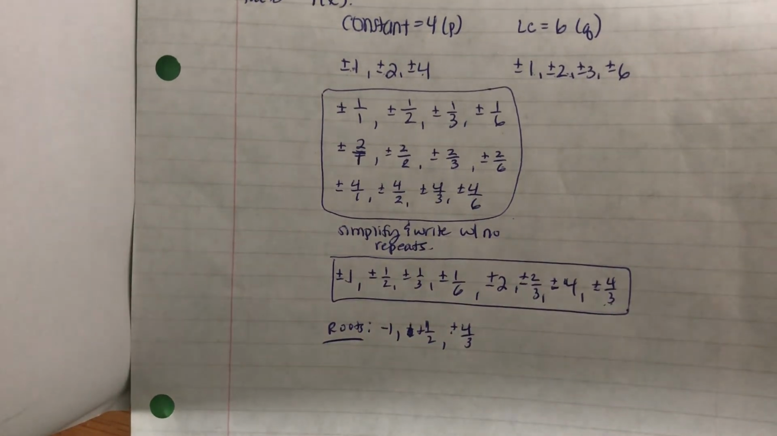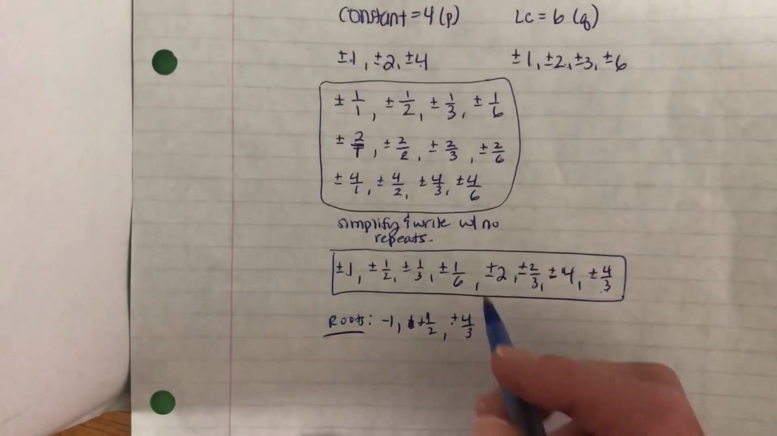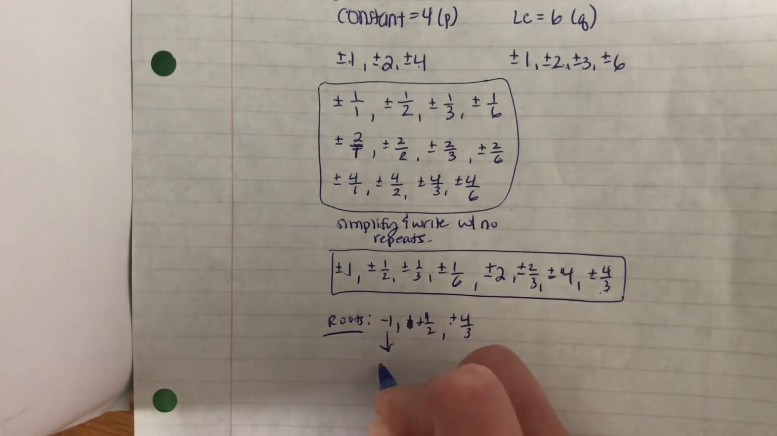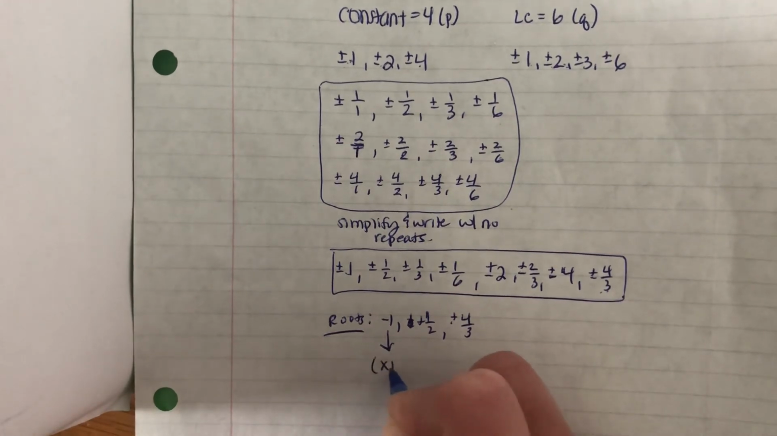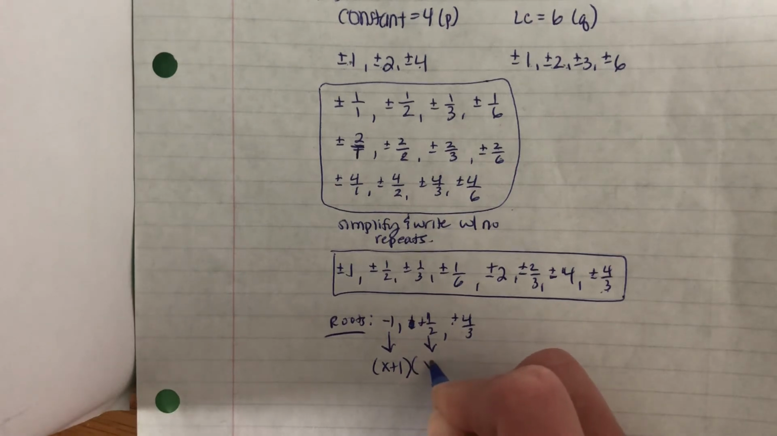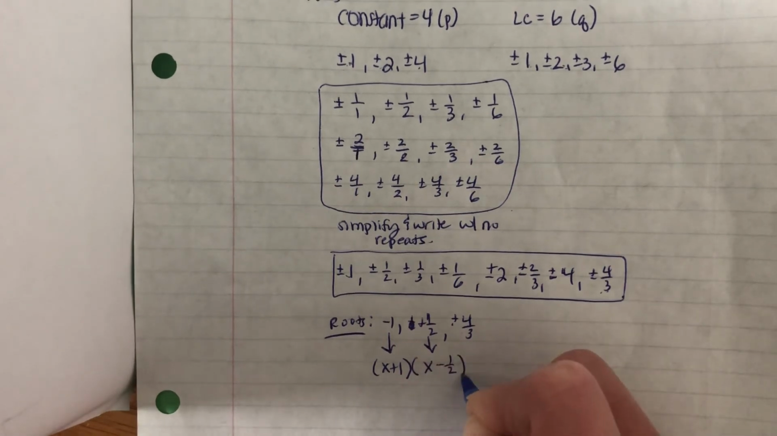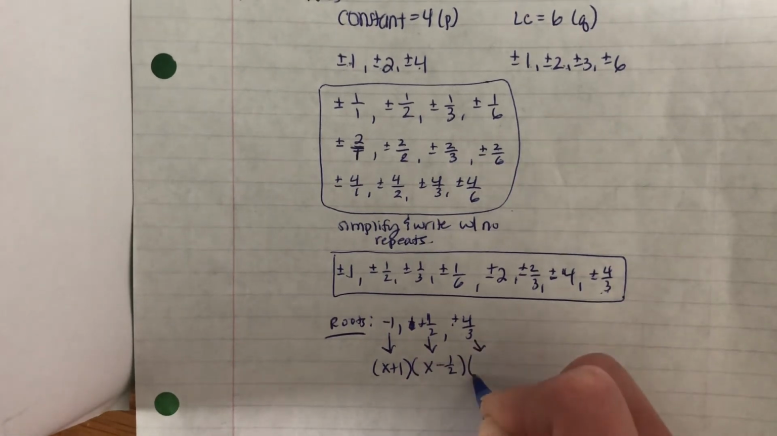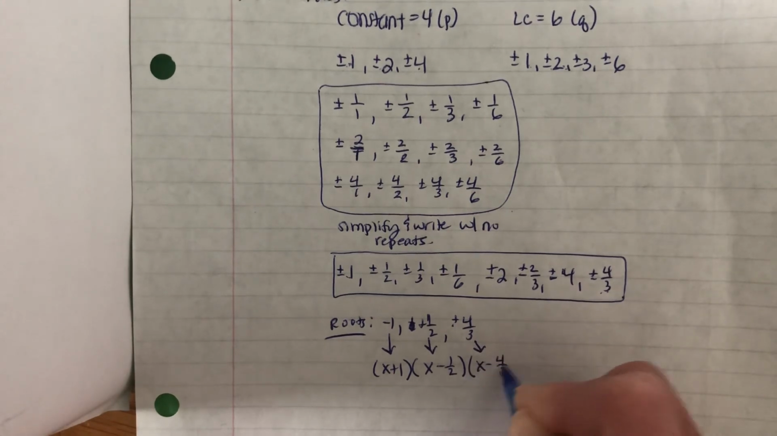Now, in our question, I also said to write this in factored form. So again, where did the -1 come from? It comes from x plus 1. Where did +1/2 come from? X minus 1/2. And where did 4/3 come from? X minus 4/3.